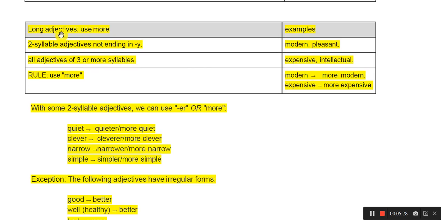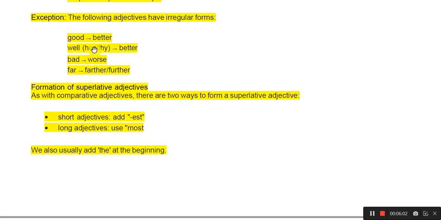What happened with the long adjectives? We use the word more. For example, this one, modern, more modern, pleasant, more pleasant, expensive, more expensive. We use more. There are some exceptions like this. Quiet, we can say quieter and more quiet. Clever, cleverer, more clever. Narrow, narrower, more narrow. Simple, simpler, and more simple. Son unas excepciones.